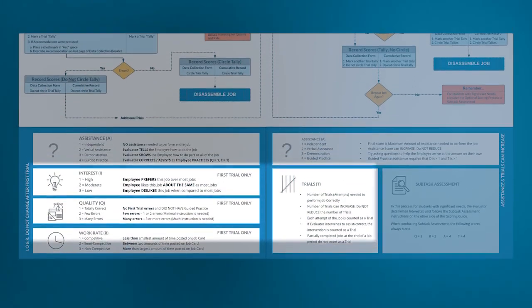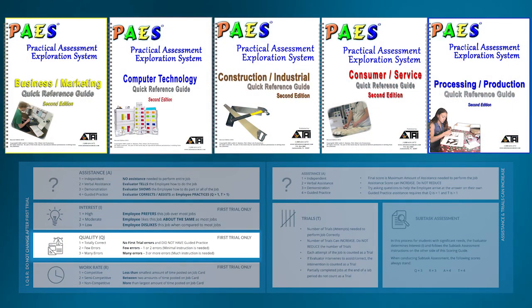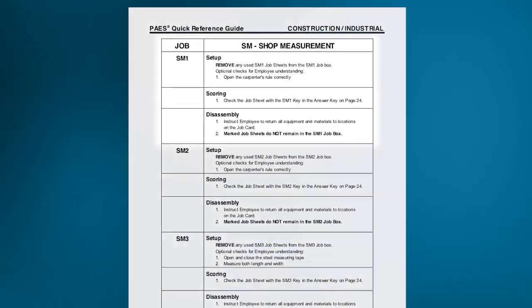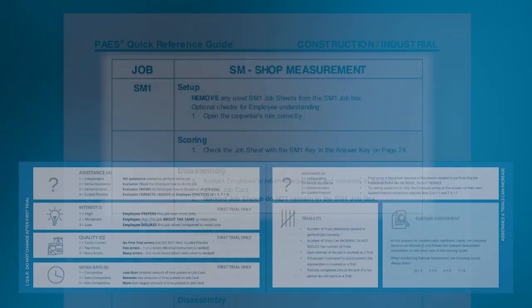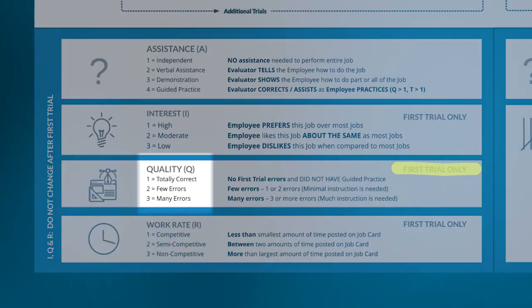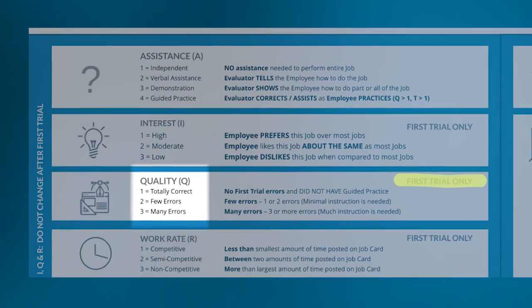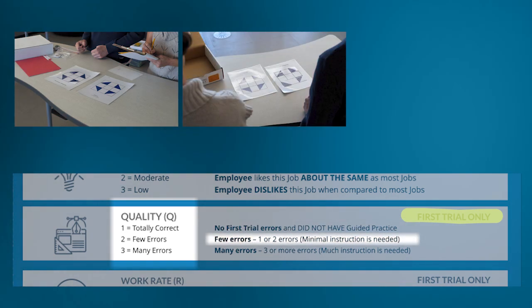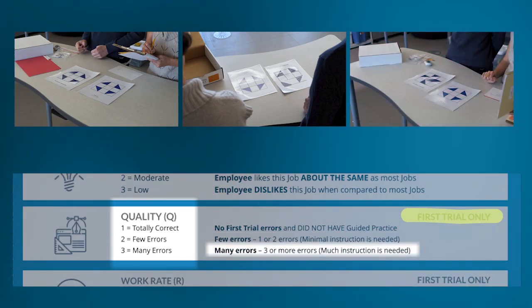An employee's quality of work score is assessed using the scoring instructions for each job, which are listed in the appropriate component QRG. Work quality, which is calculated on the first trial only, can be a 1, a 2, or a 3. If the employee performed the job without any errors on their first trial, they've earned a Q score of 1. Assign a score of 2 if the employee performed the job with only 1 or 2 errors on their first trial. If the employee made 3 or more errors on their first trial, assign a score of 3.